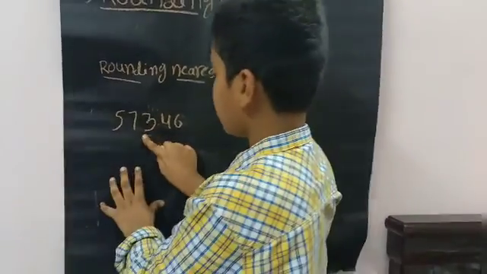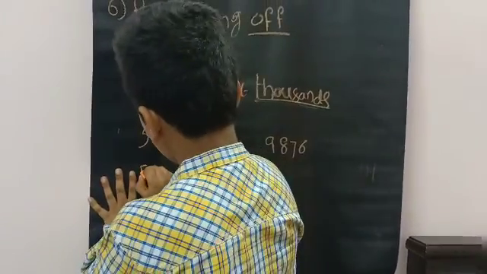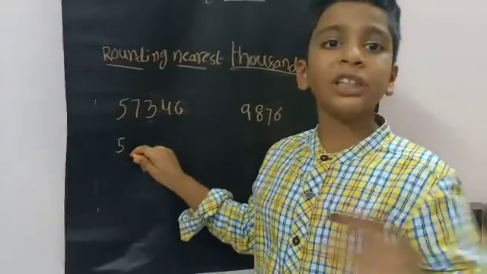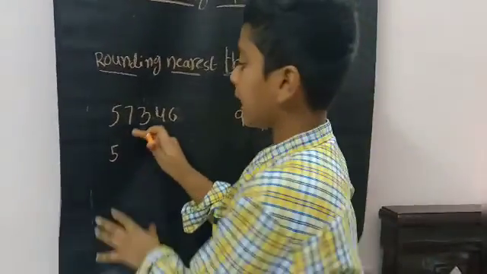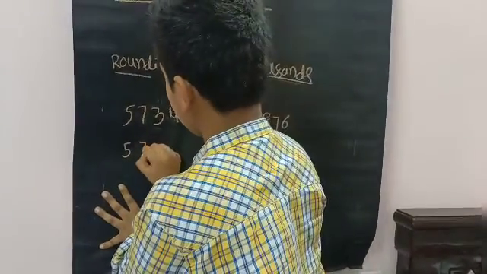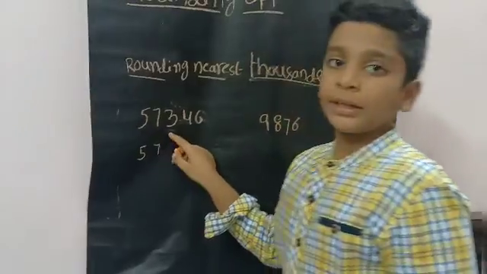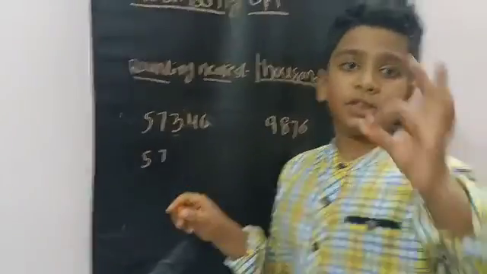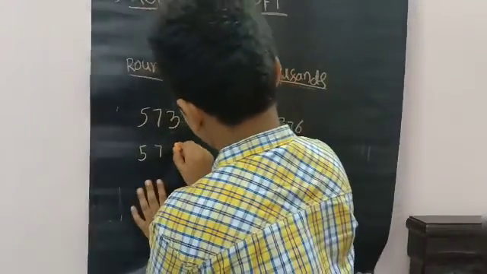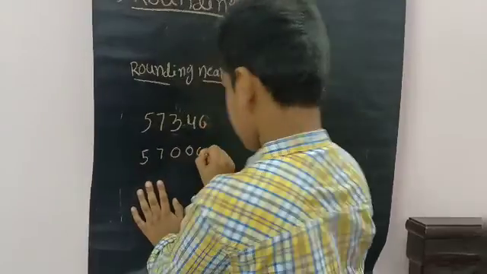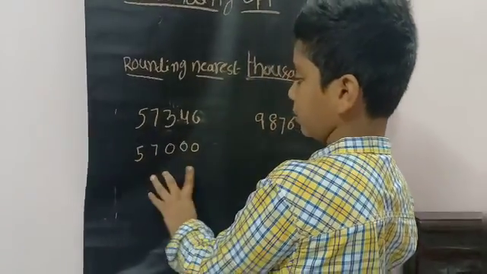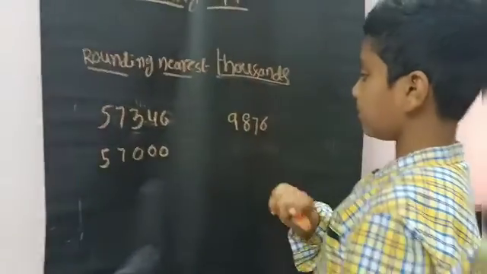So you should write 5. The thousands place never changes. You should write 7 as it is, and in these 3 places will come zeros. Now it becomes 57,000.